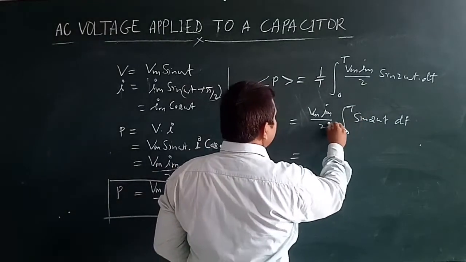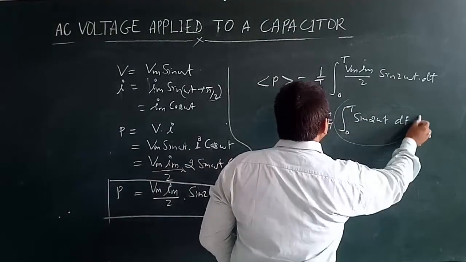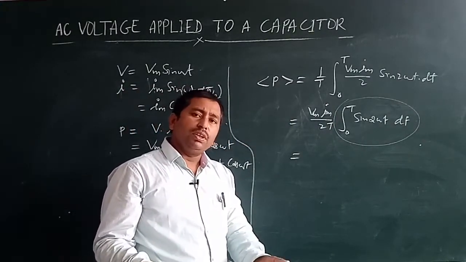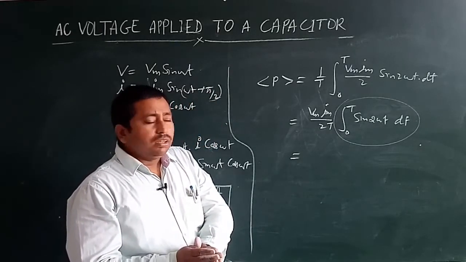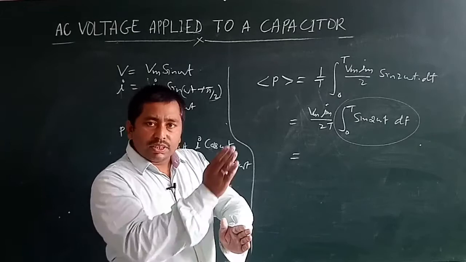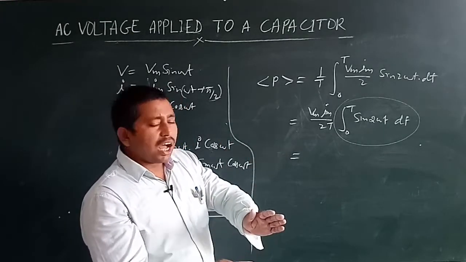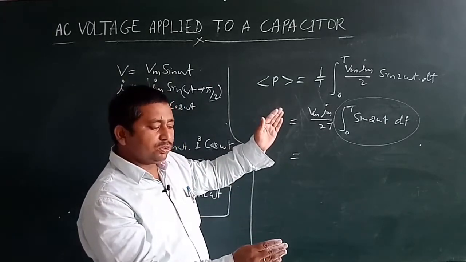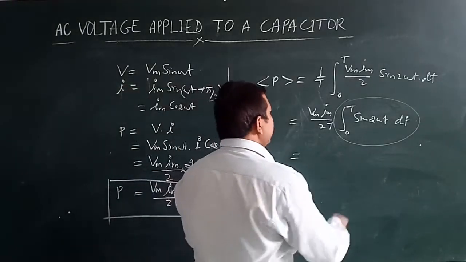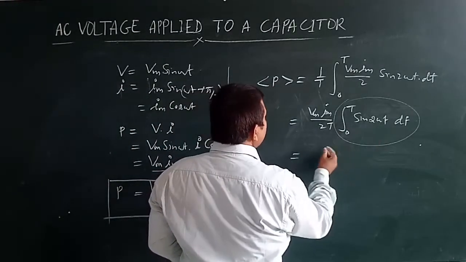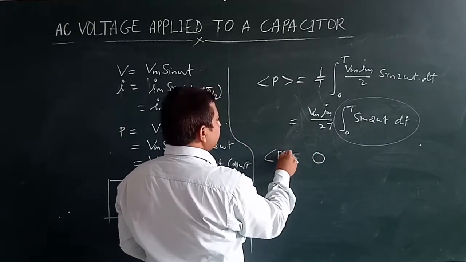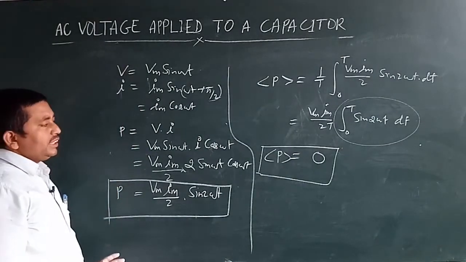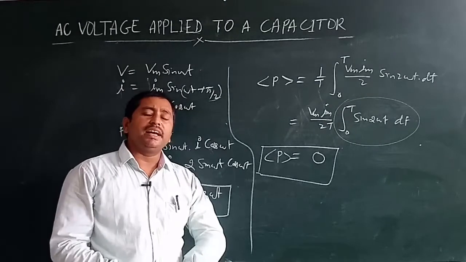As we know, this is equal to 0 because the average of the sine is 0. Sine varies its value symmetrically about the main axis, the time axis. It means the total value in the positive direction is always equal to the total value in the negative direction. So this is equal to 0. So we can say that the average power dissipated in the capacitor in one complete cycle is always 0.